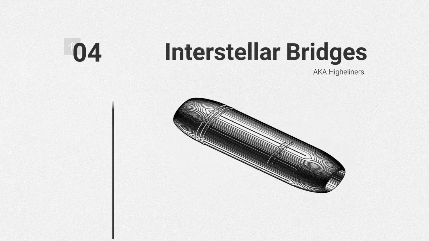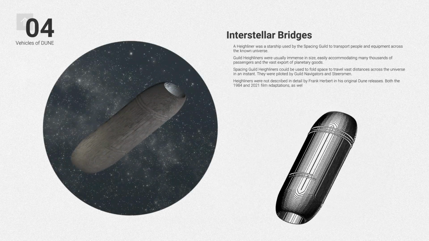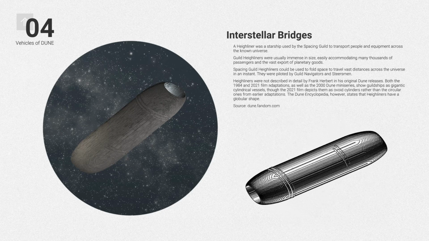4. Interstellar bridges. While not technically vehicles, these structures help transport other spacecraft, so we decided to include them in this category.